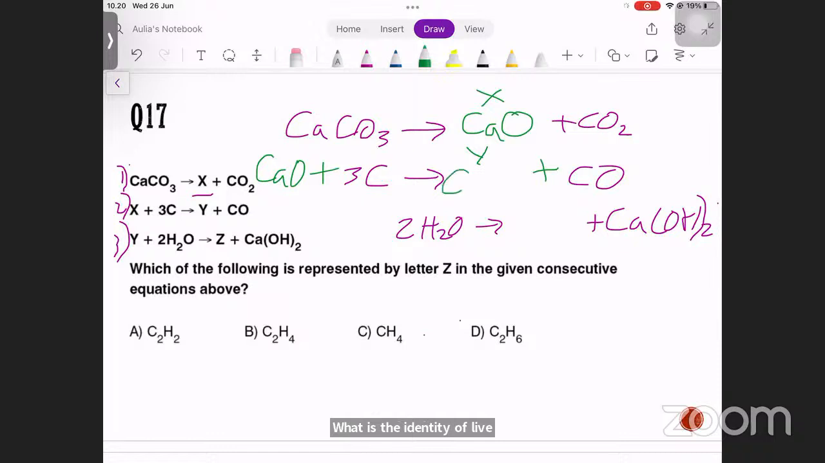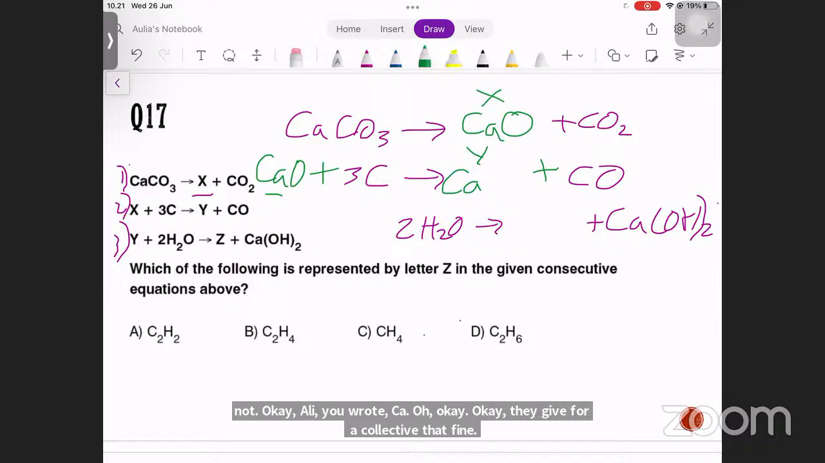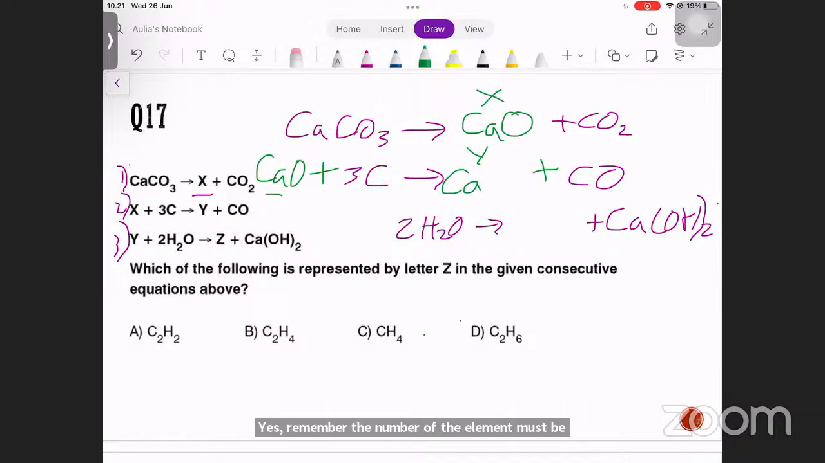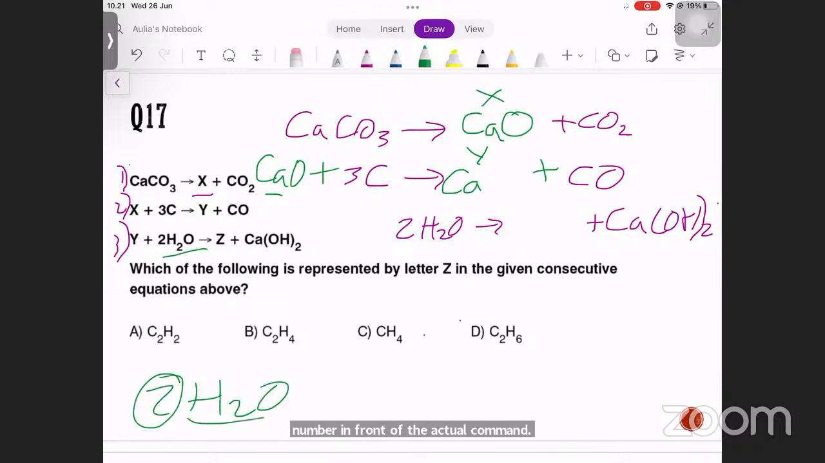Yes, thank you. Ca, look, one Ca left, right? And then oxygen is already being used. Okay, Ali, you wrote Ca. Oh, okay, thank you for correcting that one. Yes, remember the number of the element must be written after the element. Probably you have seen 2H2O, for example, 2H2O here. Why is there a number in front of the element? Well, the number in front of the element belongs to all elements after it. So it belongs to everything after it.